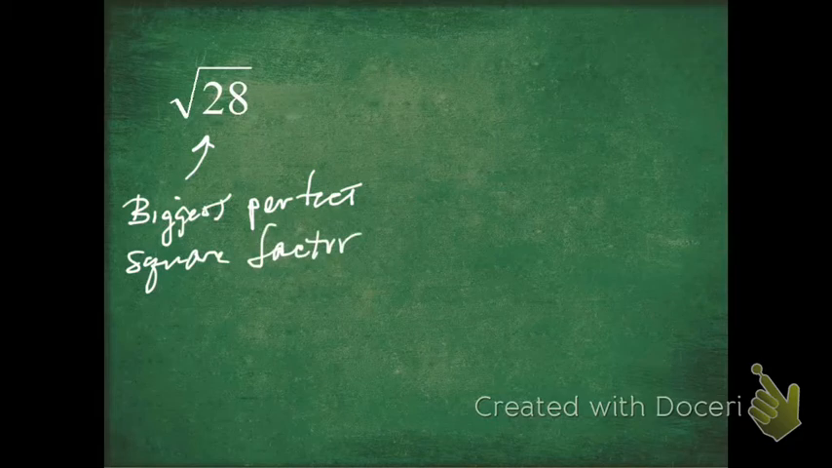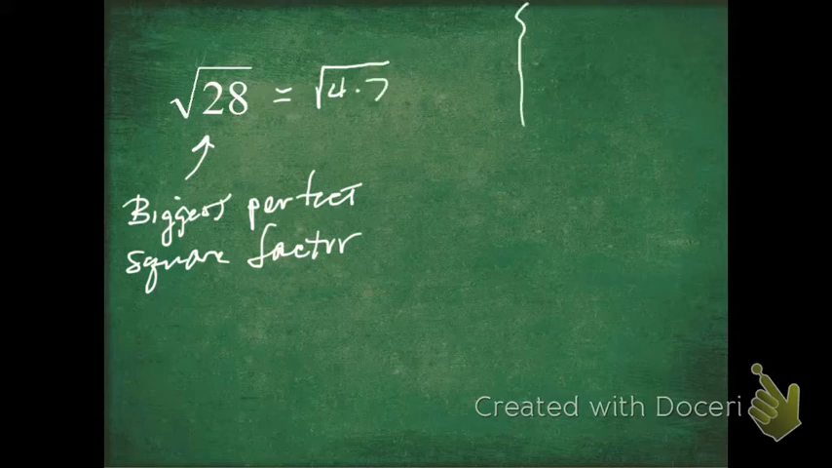Okay, so let's think of some factors of 28. Well, I have 2 times 14, but neither one of those are perfect squares. And the other pair is 4 times 7. And 4 is a perfect square factor. So what we're going to do is rewrite 28 in a factored form of 4 times 7.